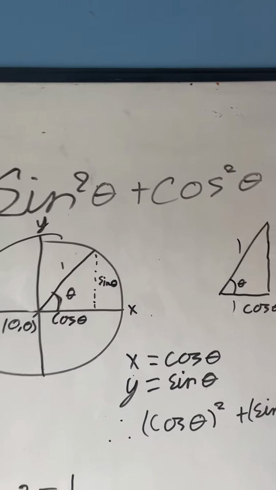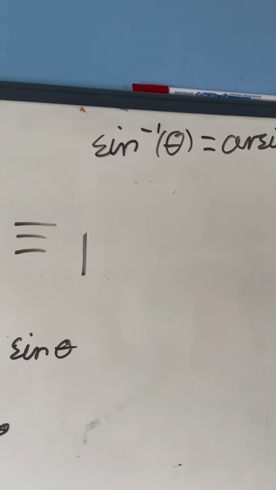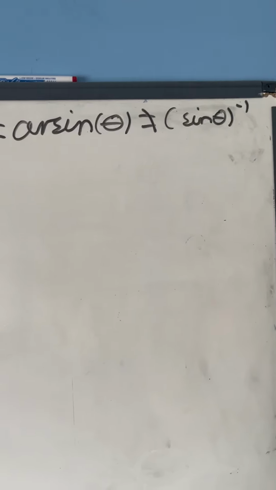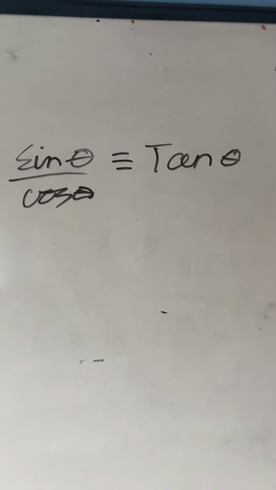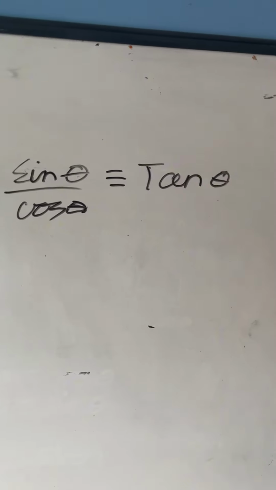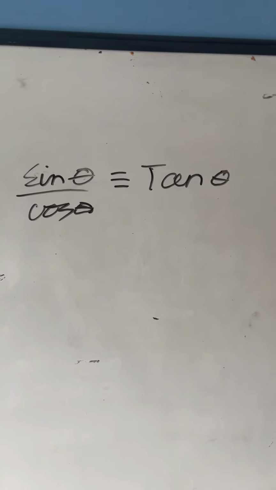To add on to the notation that we use to write this identity, sine to the minus 1, or the inverse of sine, sometimes written as arcsine, is not equal to sine theta in a bracket to the minus 1. The other identity you may have heard of is sine theta over cos theta is always equal to tan theta. This is not really something that can be proven, as it's by definition.